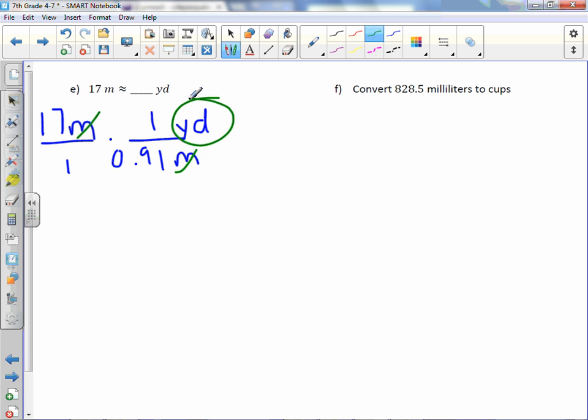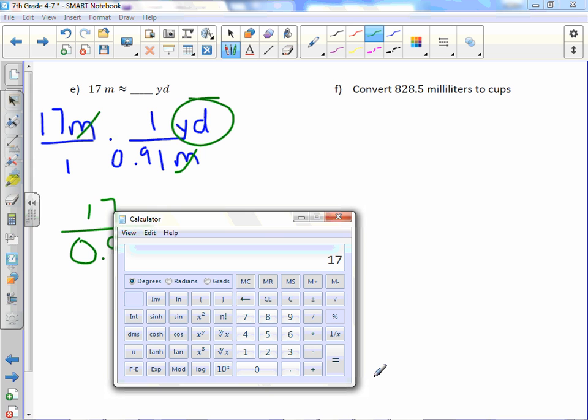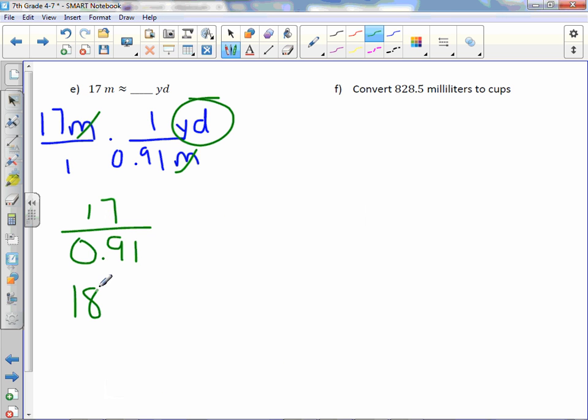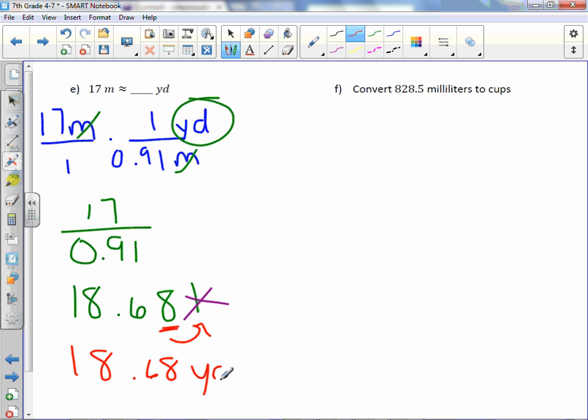Multiply your numerators. 17 times 1 is 17. 1 times 0.91 is 0.91. Divide it out. 17 divided by 0.91 gives us 18.681. We round to the nearest hundredths place, so 18.68. Find your place, look next door, 5 or greater, add 1 more, 4 or below, let it go. So the 8 remains, and our unit is yards.